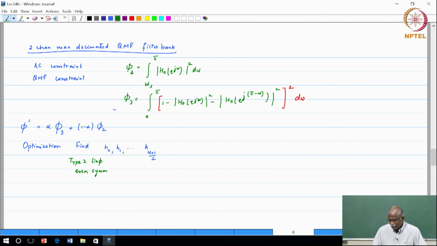So, that is why we need to worry about only half the coefficients; the other half will be the same in reverse order. We find these coefficients such that the objective function phi is minimized. So, actually it is a numerical optimization problem that we will set.